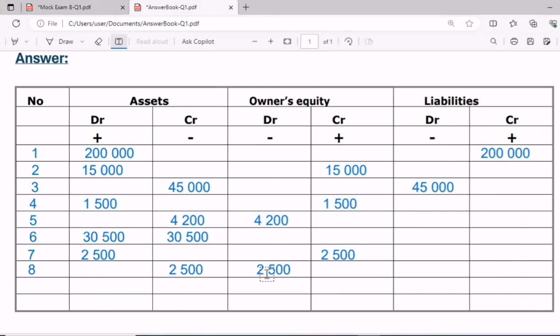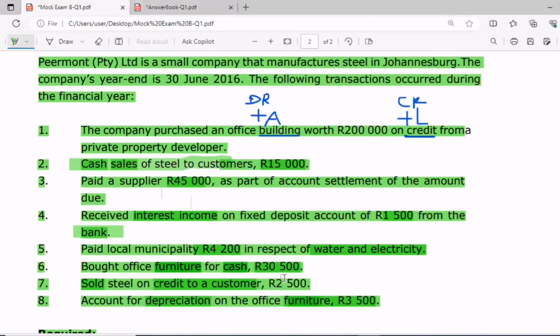So guys, I hope you are happy. This is how you answer this section of the question 1. So by so doing, you have earned yourself 15 marks.